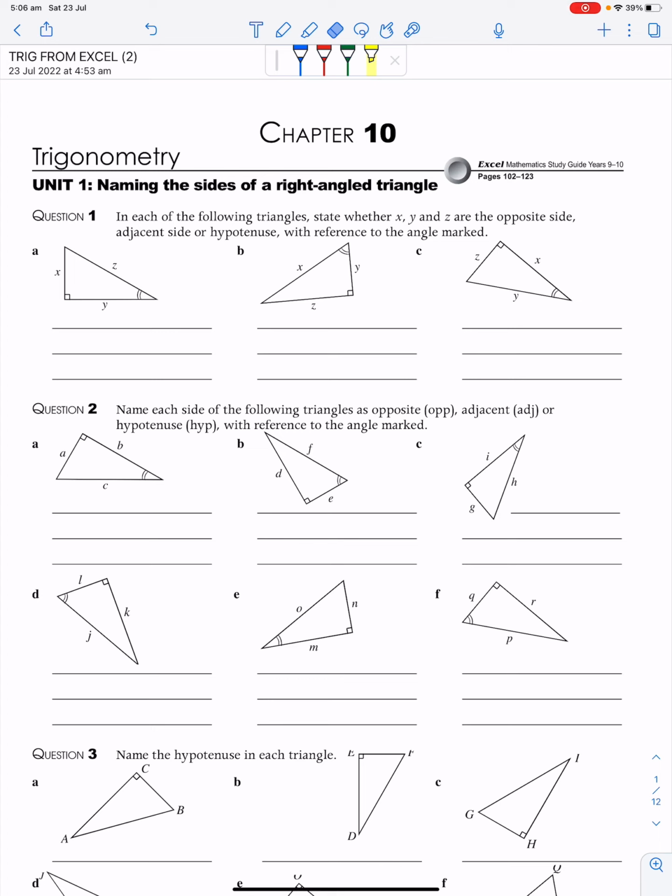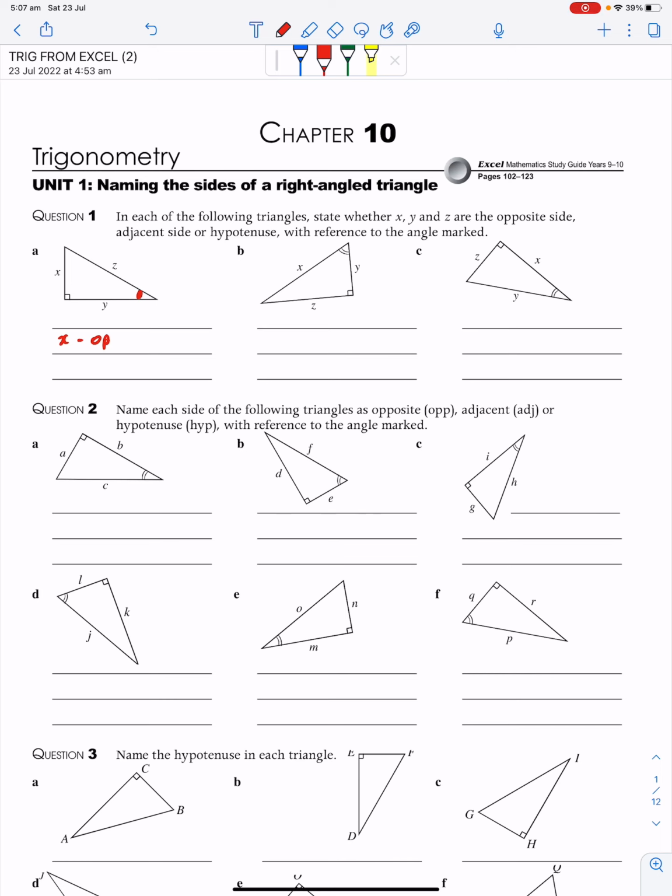There's always an angle, and the angle is very important because it's your reference point. It's what tells you how to name all the other sides. For example, in this question, if our angle is here, the side facing this angle, which is over there, the x, is what we call the opposite side. So the x is the opposite side, okay?